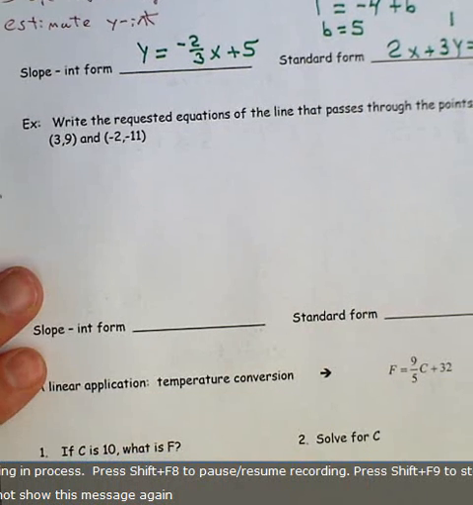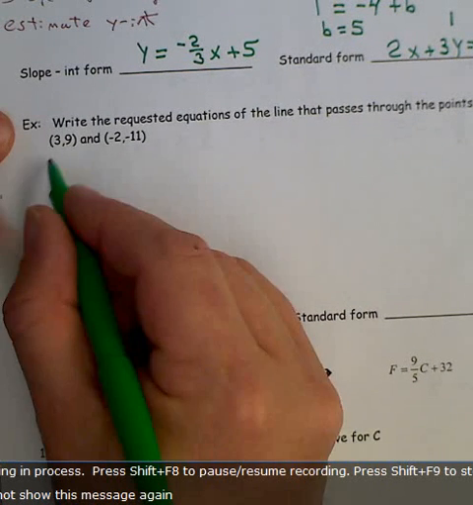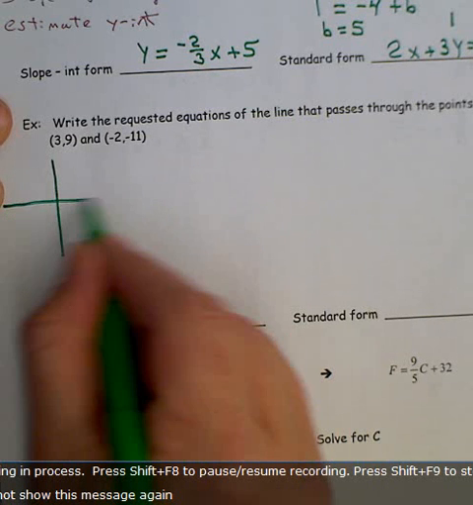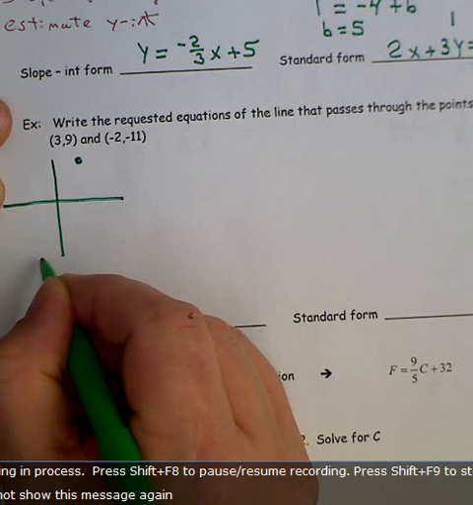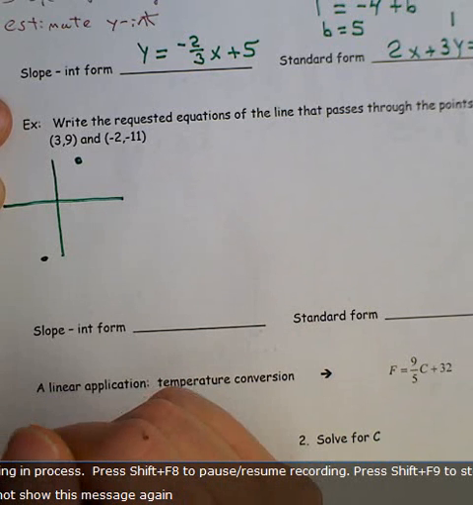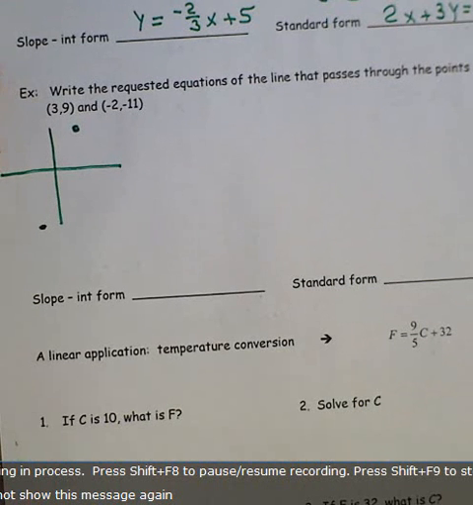Second example. So first we're going to find the slope. First we're going to graph it actually. 3, 9 is about there. Negative 2, negative 11 is about there. Now ideally you would pause the video at this point, see if you can write the equation by yourself and then verify it by what I do. So I do ask you at this point to pause the video and try it first.